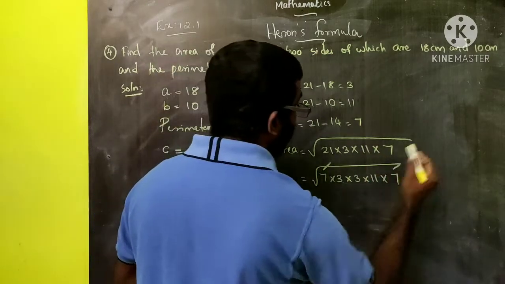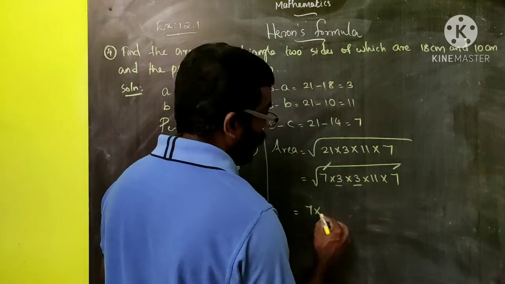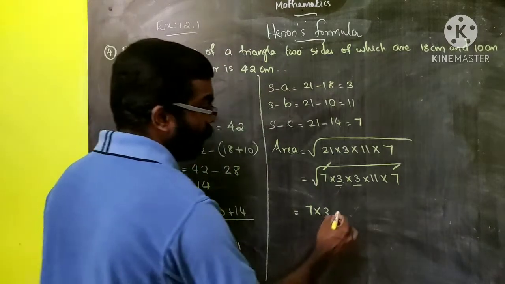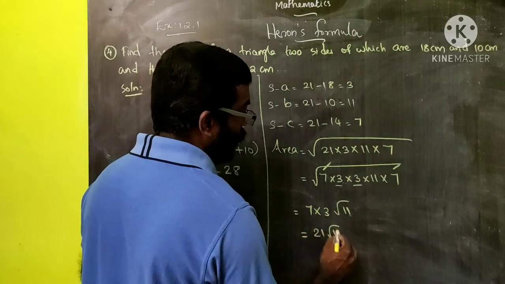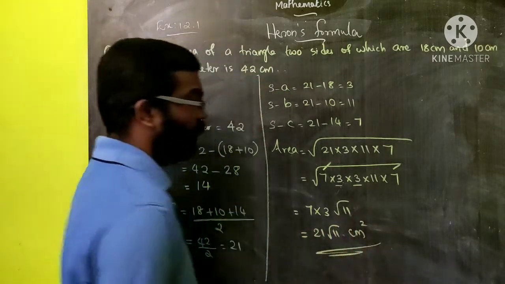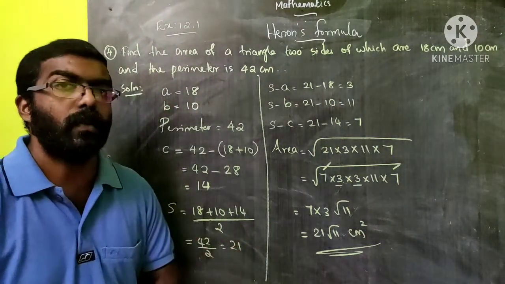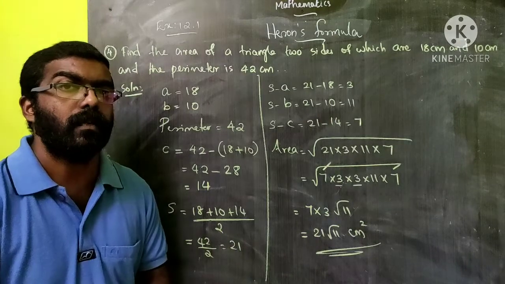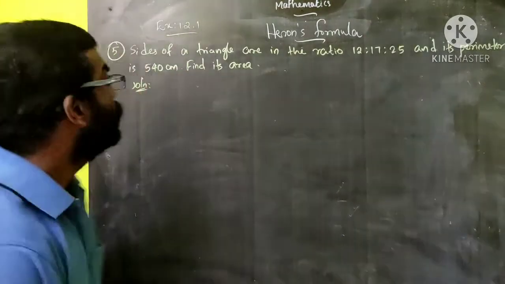From these two 7s we can take one 7 outside, and from this 3 we can take one 3 outside, into root 11. So 21 root 11 centimeter square. The required area, or the area of the triangle, will be equal to 21 root 11 centimeter square. Okay, now we move on to question number 5.